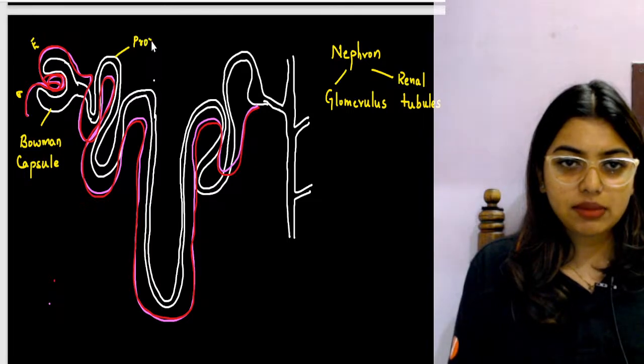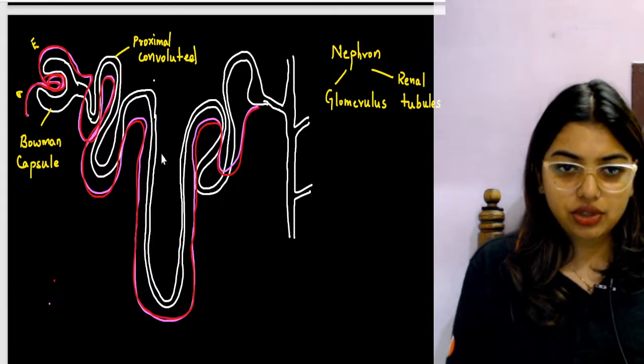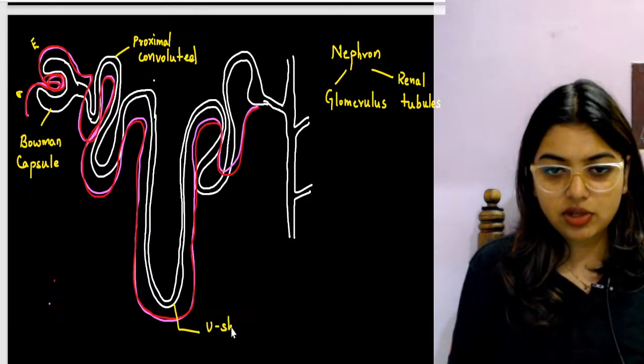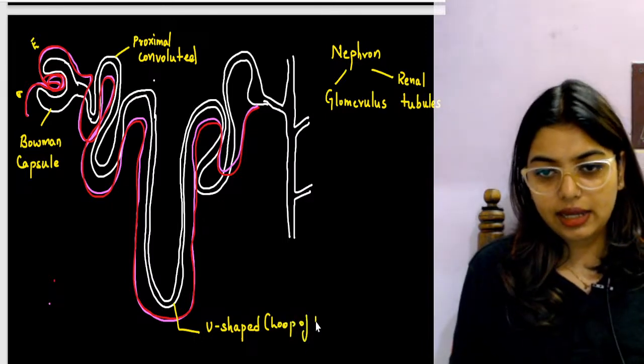That is proximal convoluted tubule. Okay, this portion, this fully extending downwards U-shaped structure, this U-shaped structure is your loop of Henle. Okay, loop of Henle.